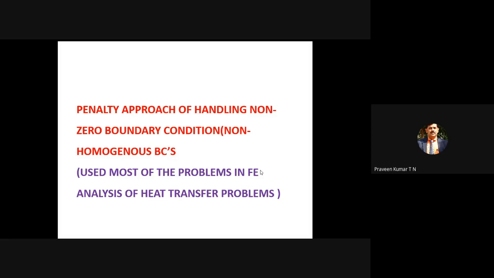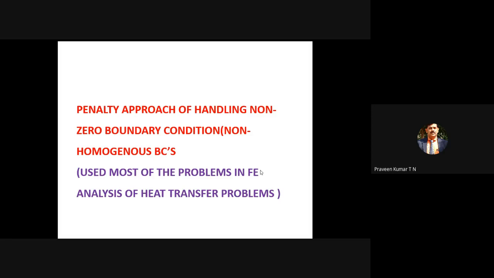Non-zero is nothing but, in most of your bar problems and truss problems, you are saying that Q1 is equal to 0. So once you say Q1 is equal to 0, it is a homogeneous boundary condition. You have heard about homogeneous equations and non-homogeneous equations. In the case of a homogeneous equation, the right side terms are 0. In the case of a non-homogeneous equation, the right side terms are not 0.